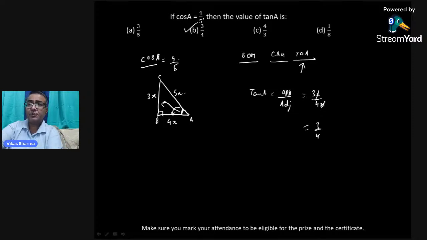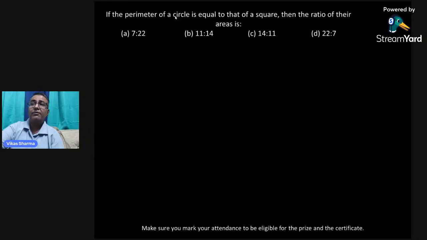Let's move to the next question, which is: if the perimeter of a circle is equal to that of a square, then what is the ratio of their areas? Is it 7 is to 22, 11 is to 14, 14 is to 11, or 22 is to 7?